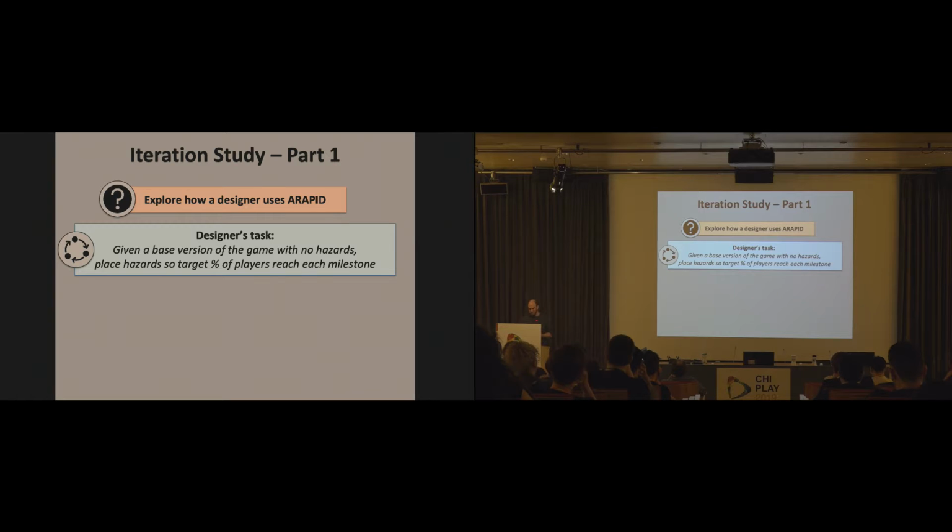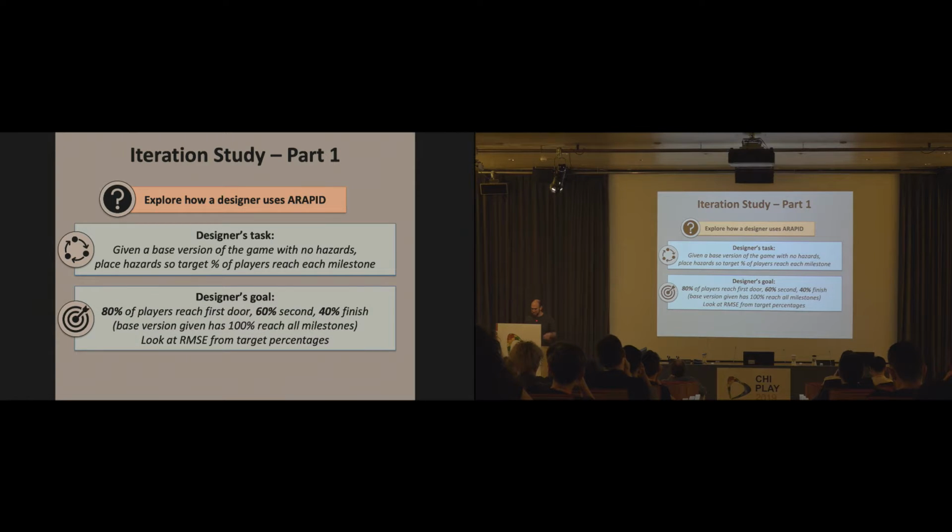So they were basically given a base version of the game that had no hazards. They had the level layout and everything. There just weren't any hazards. And their goal was just to place hazards so that a target percentage of players reached each milestone in the game. And this was a task given to them by us.